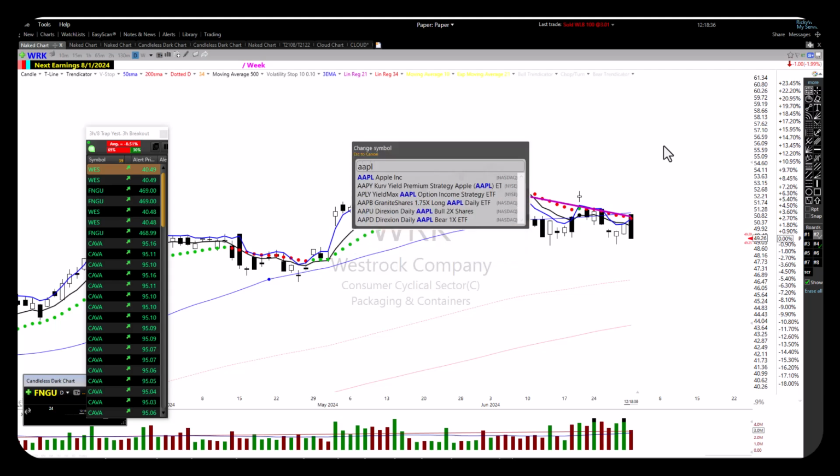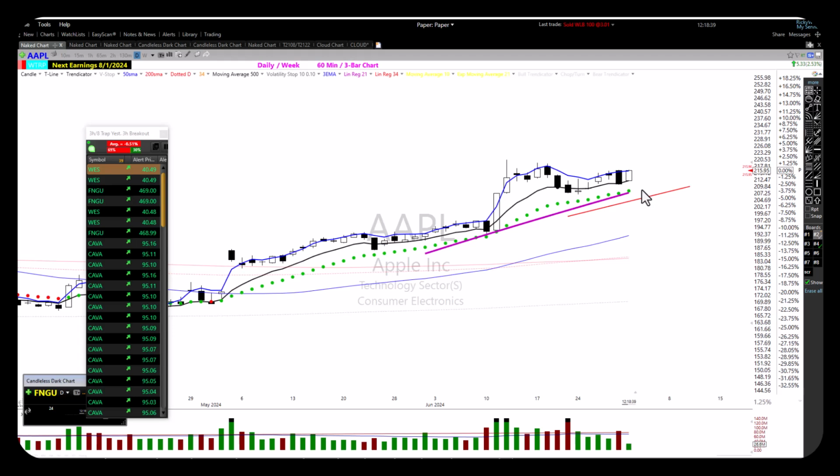Apple. Anybody looking at Apple? Apple is that 3-8 trap breakout right in here.